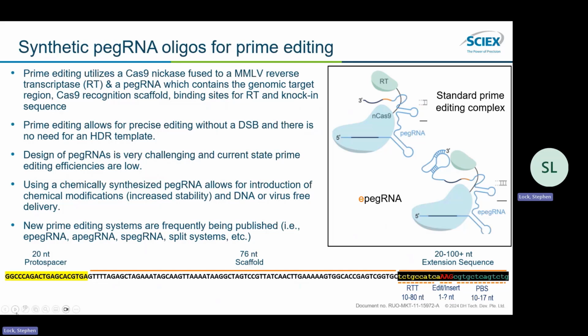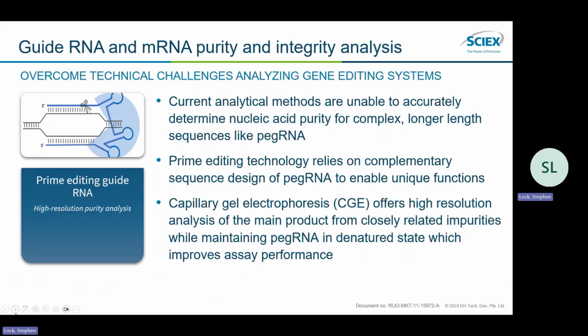And this gives you some idea of how these synthetic PEG RNA oligos work for prime editing. I won't go into too much detail, but this slide gives you some information on how they're used. Again, these are quite long, up to in excess of 100 bases long. So not the size of messenger RNA, but still longer than ASOs or siRNAs.